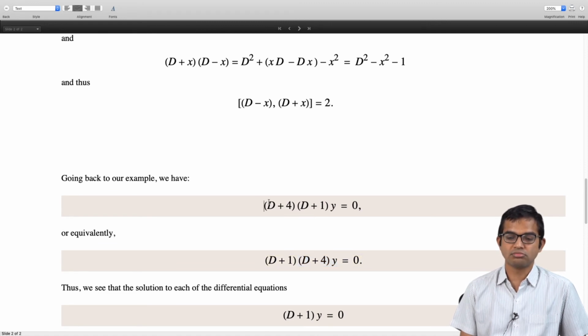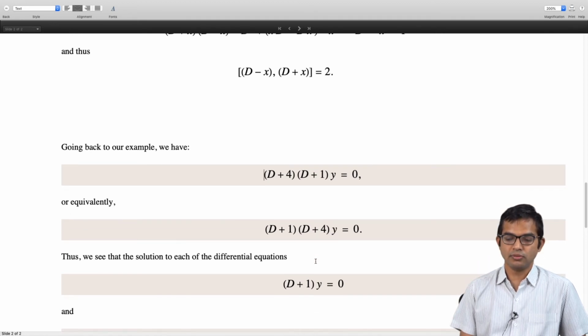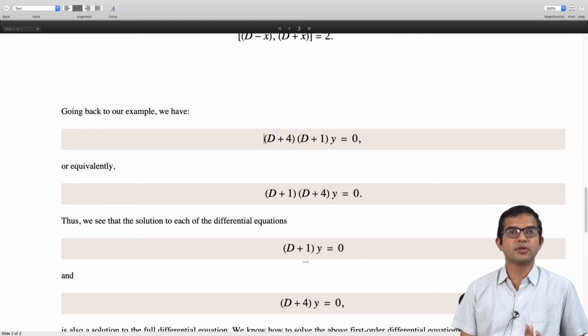That's because d plus 4 acting on 0 will be 0, and likewise d plus 1 acting on 0 will be equal to 0. But each of these is just a first order differential equation, linear first order, homogeneous, and we know how to solve it.